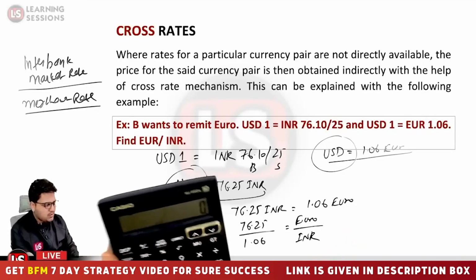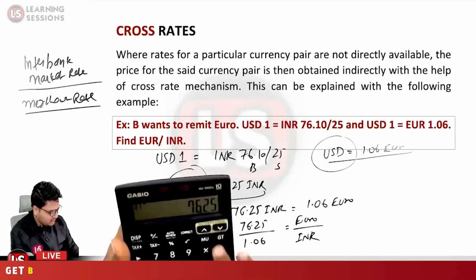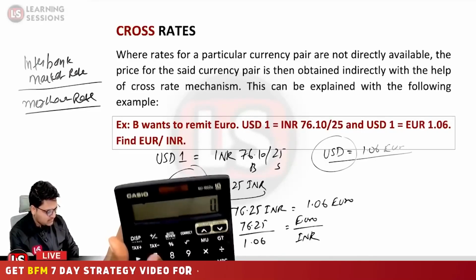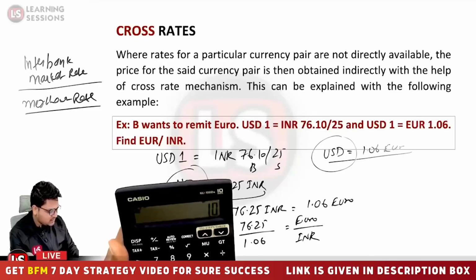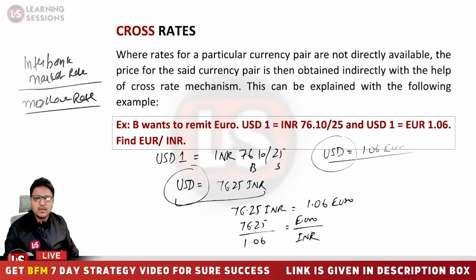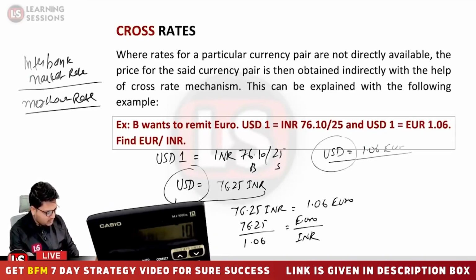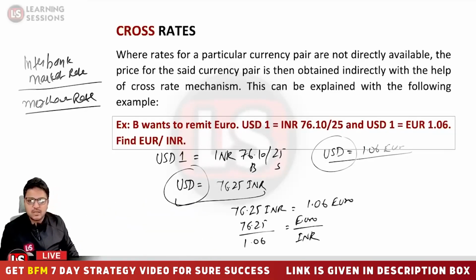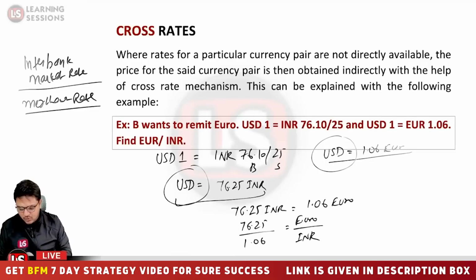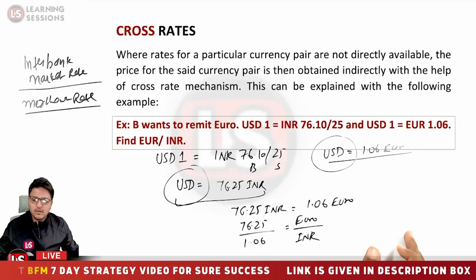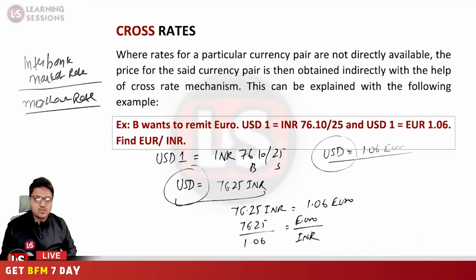So that is equal to 76.25 divided by 1.06, that is equal to 71.93. I think I just made some mistake. 76.25 divided by 1.06, that is equal to 71.93. Yes, so that would be the answer over here. Is that particular part clear? So that would be the answer in this particular question.